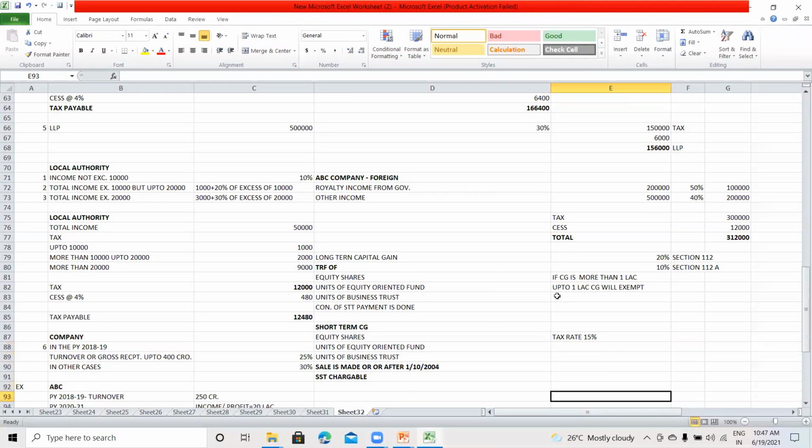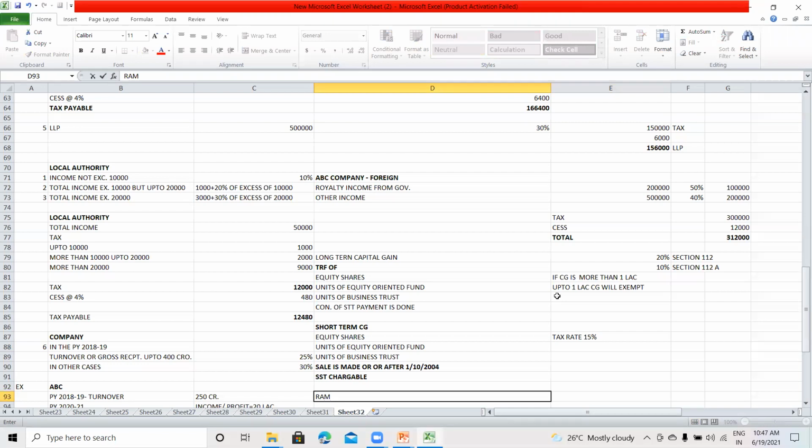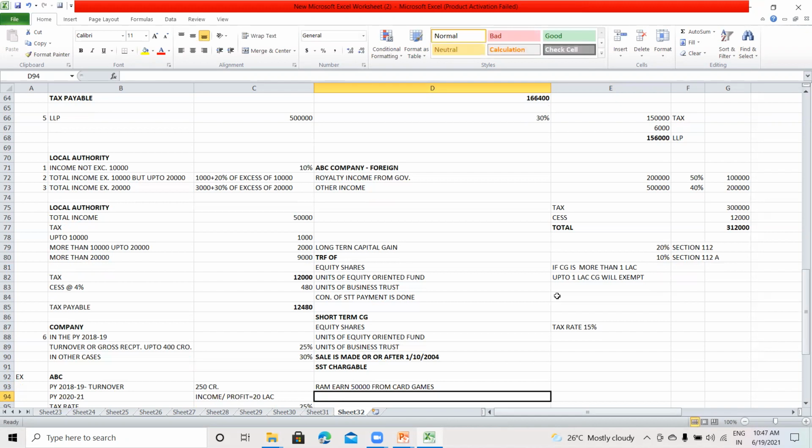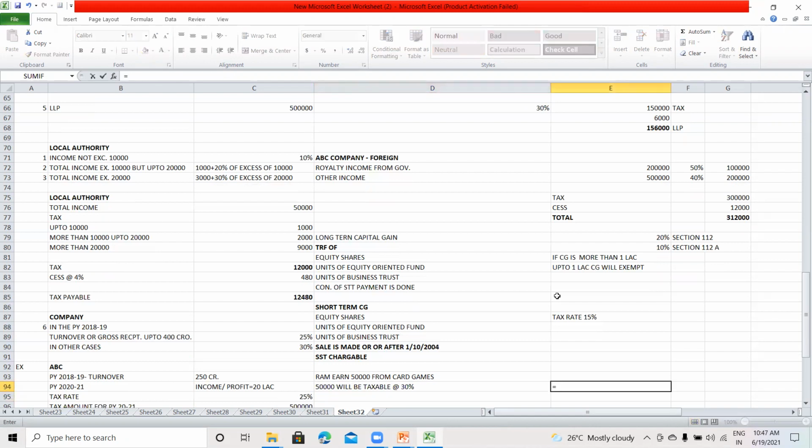Let us take an example. Mr. Ram earned 50,000 from a card game. Then such 50,000 will be taxable at the rate of 30%. So the tax will be 50,000 into 30%, that is 15,000, which is the tax required to be paid on such income earned from the card game.